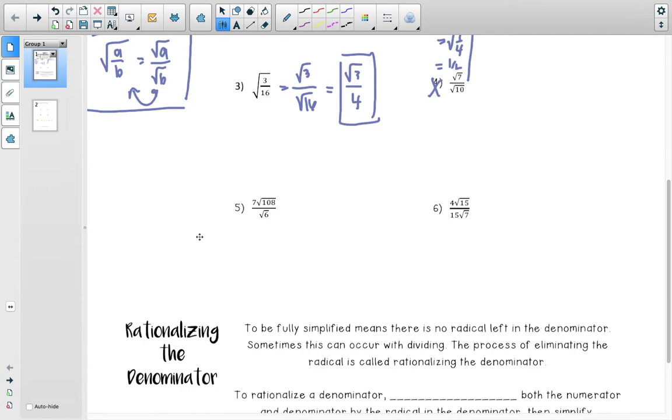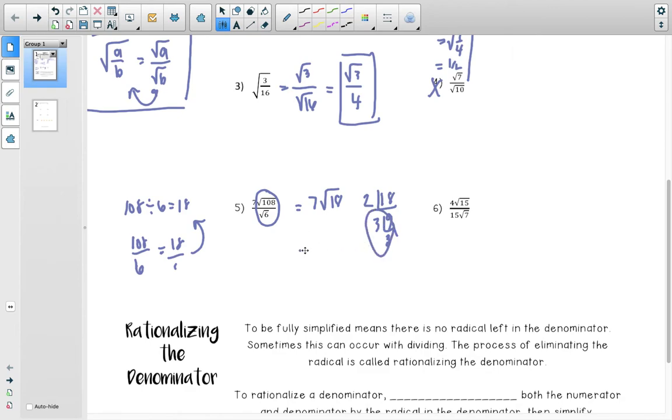Okay, so 7's kind of on its own, so we can look at 108 and 6 and say, does that simplify? Well, 108 divided by 6 is 18. The question is, where does it go? Well, if you had 108 divided by 6, it'd be 18 over 1, which is just 18. So you really have 7 square root of 18. And then you have to ask, can you simplify 18? Well, 18 is divisible by 2, so that gives you 9. And then that's divisible by 3. So the 3 comes out and multiplied to the 7, giving you 21 square root of 2.